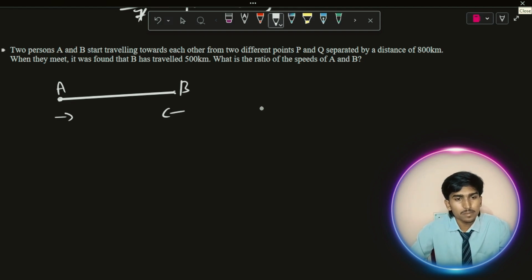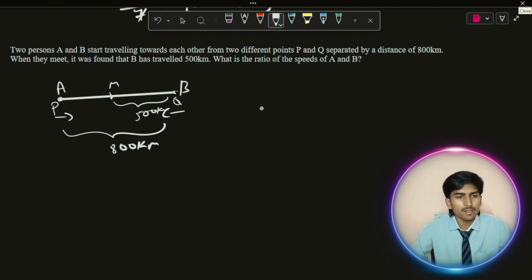Two different points P and Q, this is point P and this is point Q, separated by a distance of 800. They already gave the distance, that is 800 kilometers. When they meet somewhere at this point, it was found that B has traveled 500 kilometers. B traveled from here to here, 500. Let's take this meeting point as M.